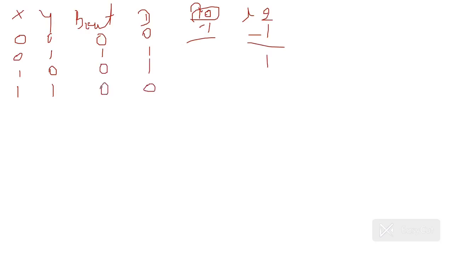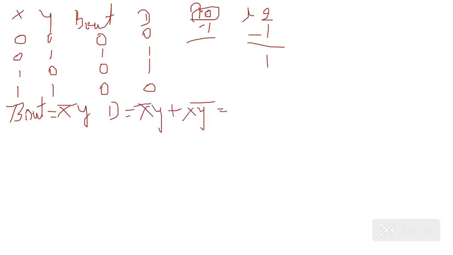Let me write the equation for borrow out. Borrow out is equal to, where is it 1? It is 1 when x is 0, y is 1. So borrow out is equal to x bar y. Then what will be the difference? Difference is 1 when x value is 0 and y value is 1. It is also 1 when x value is 1 and y value is 0. So difference will be x bar y plus x y bar.